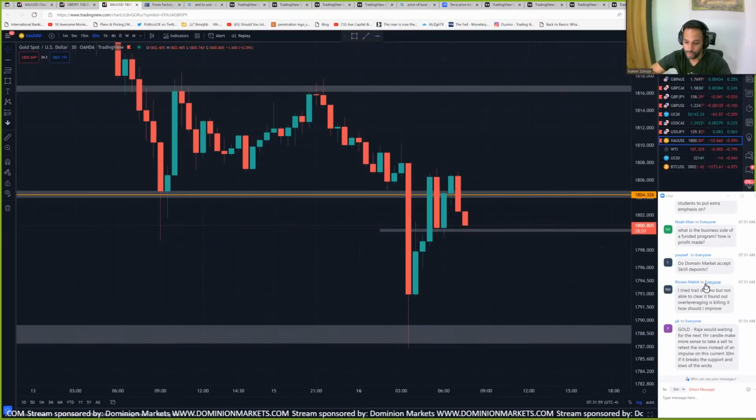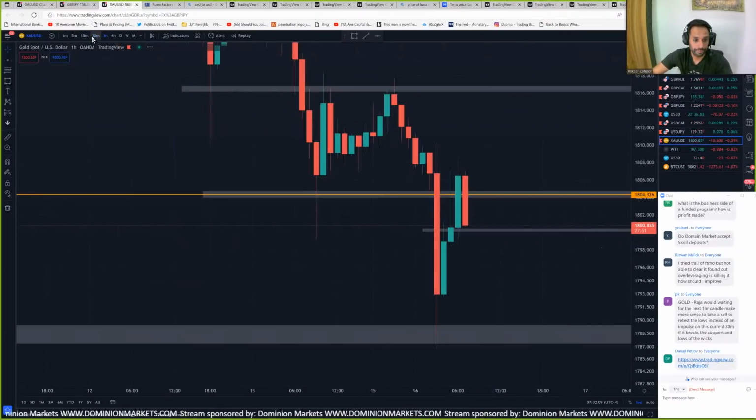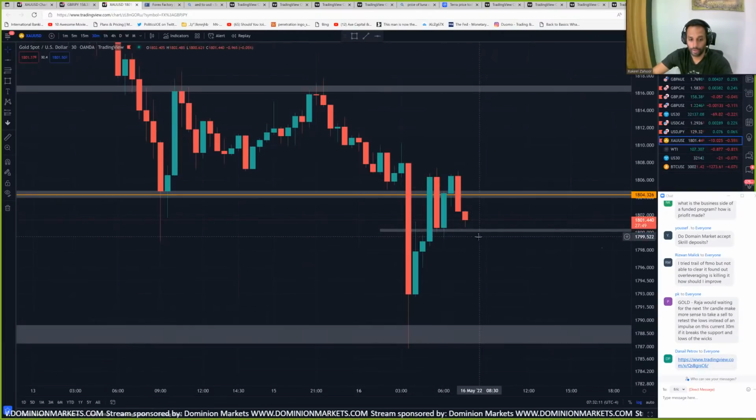Would waiting for the next 1 hour candle make more sense to sell? Yeah, I mean, as I stated, maybe 10 times below 17.99 would make sense to me. Below 17.99. That's all I'm looking at, below 17.99.